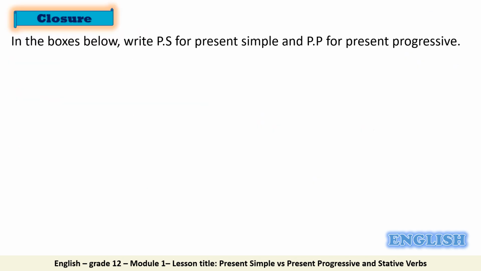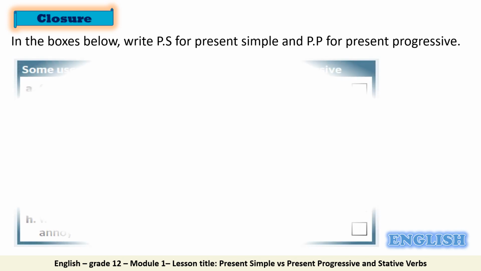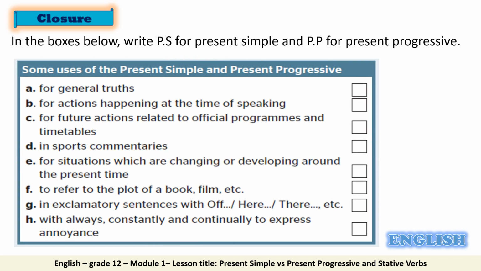The closure of our lesson today is a wrap-up activity of the uses of the present simple and the present progressive tenses. Do you still remember them? Certainly you do. What you need to do is the following. In the boxes below, write PS for present simple and double P for present progressive.